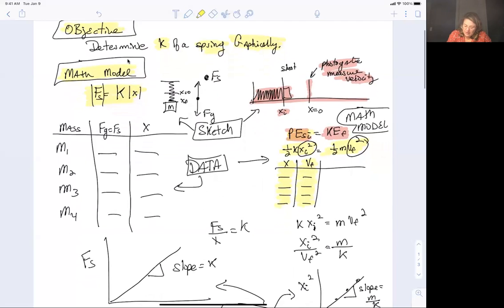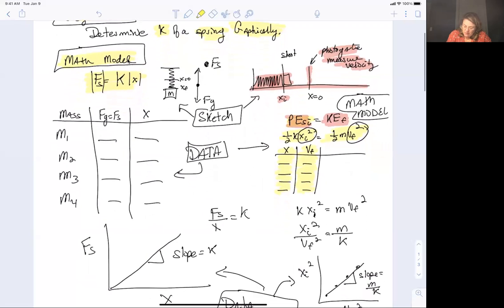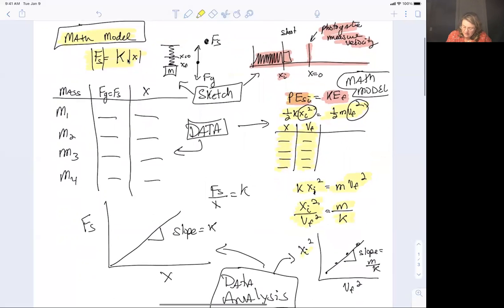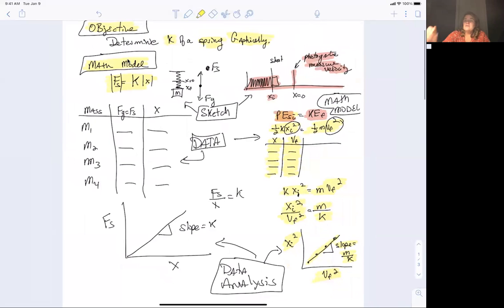And then how would I graph this data? Well, I take that original equation, multiply it by 2, get rid of the half, rearrange it. This is just one option. X initial squared over V final squared equals mass over K. Well, that's a constant value. X squared can go on my y-axis. V final squared can go on my x-axis. I can graph that, and the slope of that equals what? M over K. There is a design of an experiment.